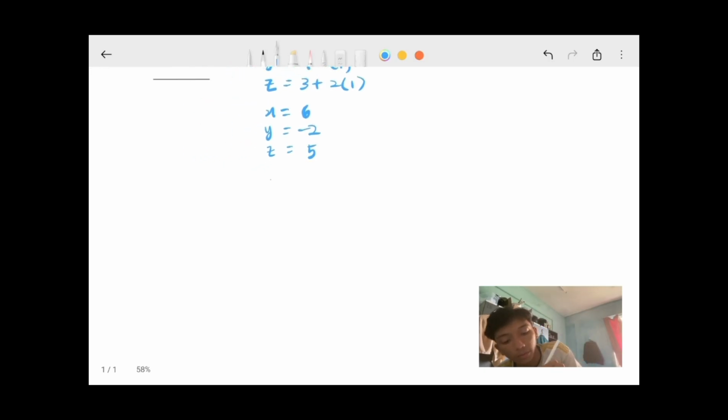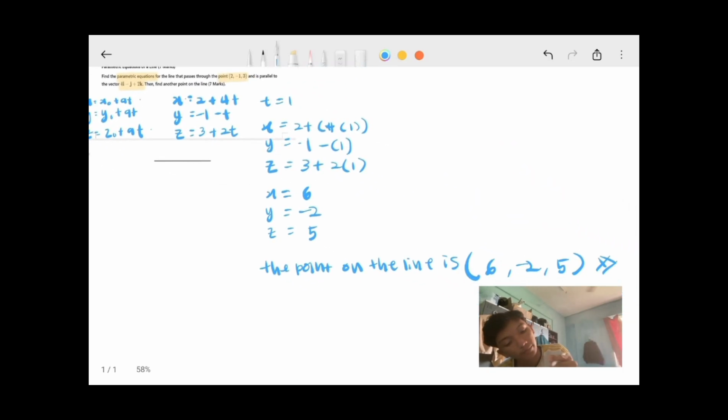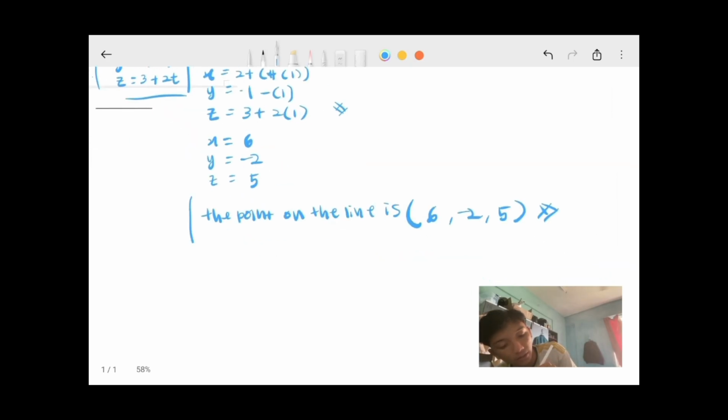So the point on the line is (6, -2, 5). This is the parametric equation, and this is another point on the line.